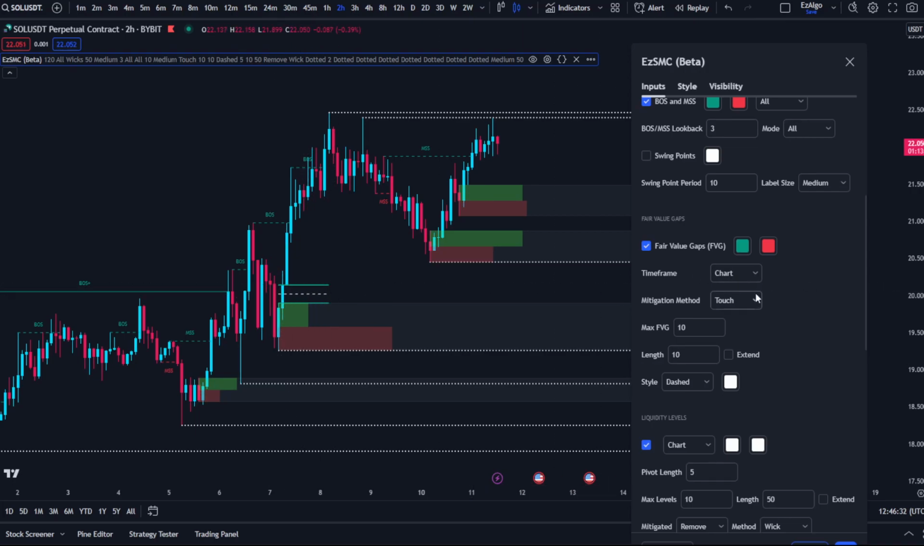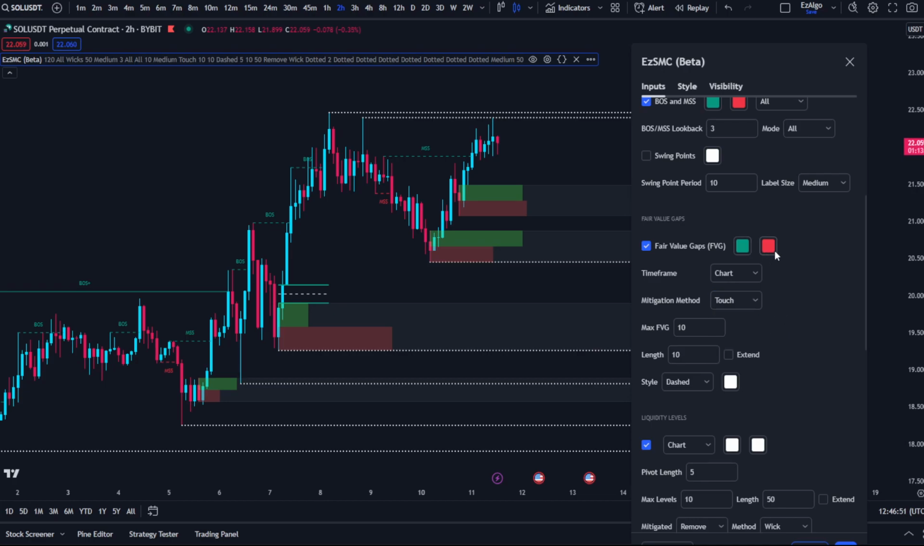Now, similar to the order blocks, we have multiple mitigation methods, right? I'd recommend touch for fair value gap. As soon as a fair value gap is tagged, it is invalid for me. Some people will use the average price, right, the middle. That's totally fine as well. It's strictly up to your strategy.